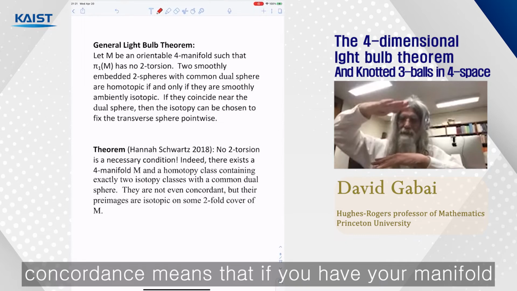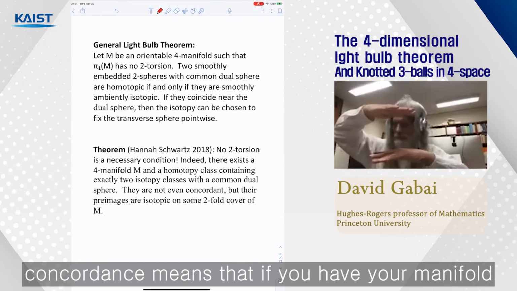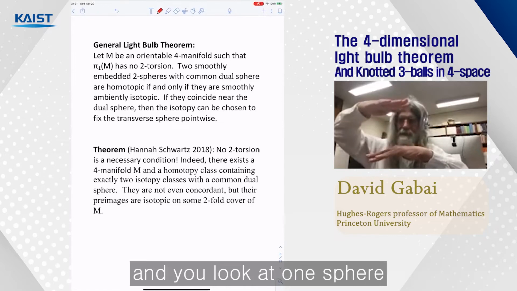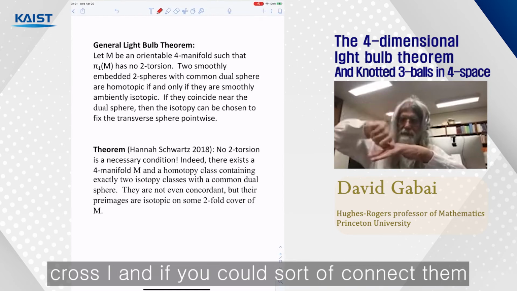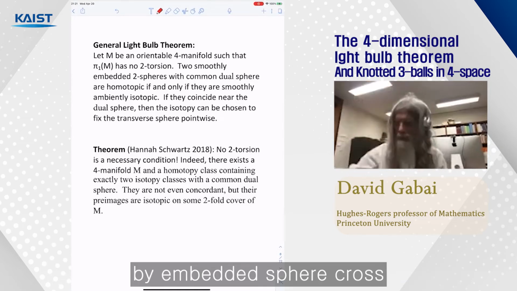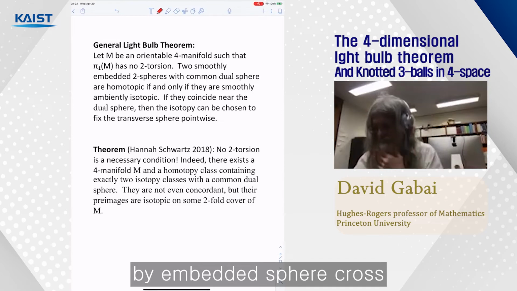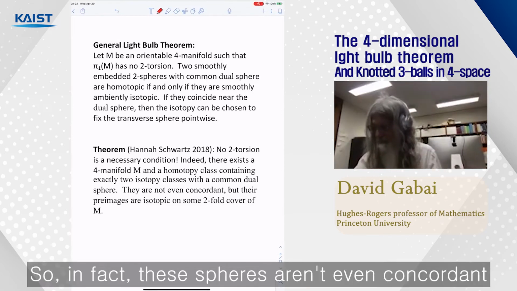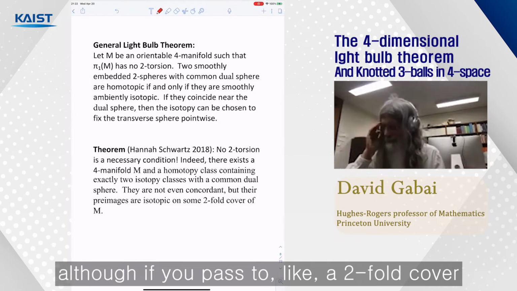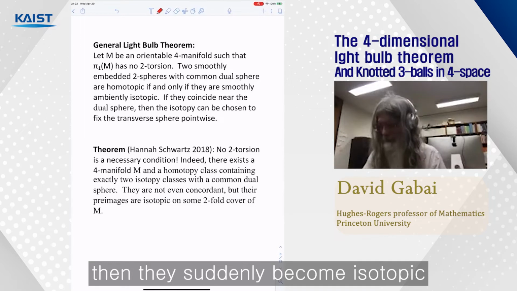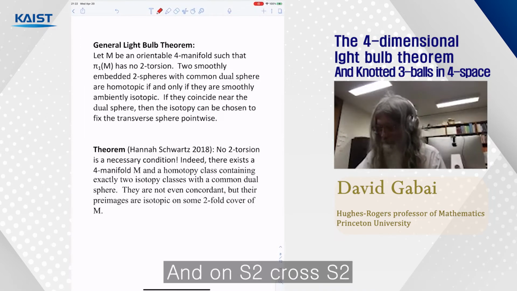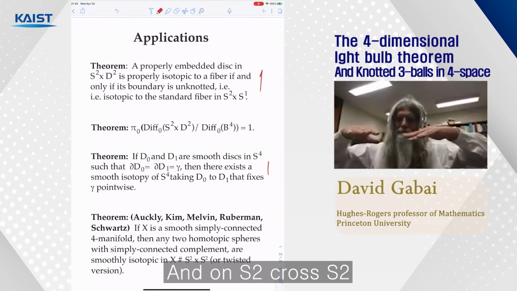In other words, concordance means that if you have your manifold, you can look at the manifold cross the interval, and you look at one sphere manifold cross 0, and the other sphere cross I. And if you can connect them by an embedded sphere cross I, that means they're concordant. So in fact, these spheres aren't even concordant, although if you pass to a twofold cover, then they suddenly become isotopic.